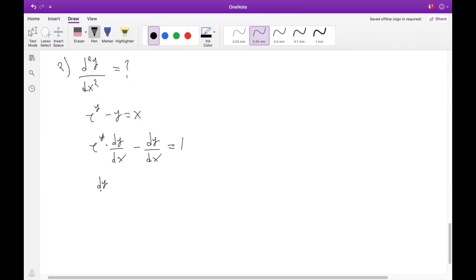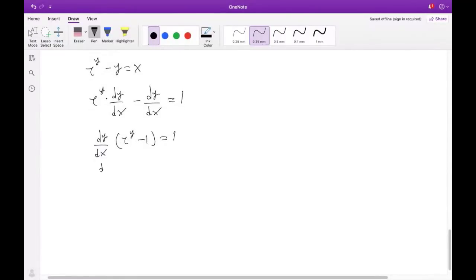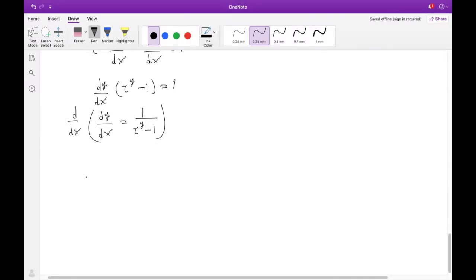Again, factor out your dy over dx. In my parentheses, I'll have e to the y minus 1 equal to 1. And then I'll just have dy over dx is equal to 1 over e to the y minus 1. So that's my first derivative. And then we're going to have to take the second derivative of this. So we have dy over dx already on one side. So now this will just become my second derivative.